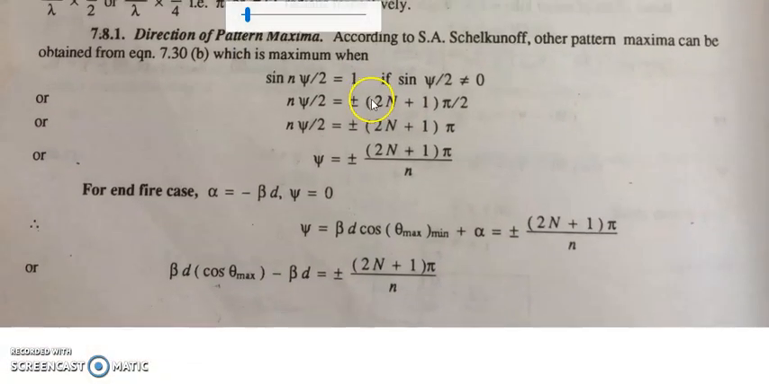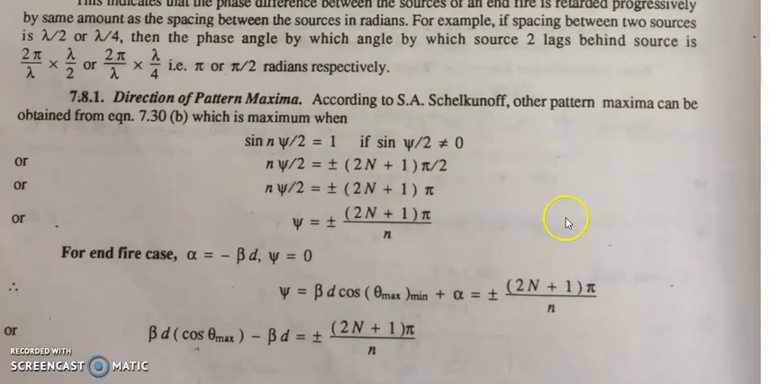How can we find? Last class we have seen E is equal to E0 sin n psi by 2 divided by sin psi by 2. Same way, the numerator should be maximum. That is, sin n psi by 2 is equal to 1, and you solve it. n psi by 2 is equal to plus or minus 2n plus 1 into pi by 2. Psi is equal to plus or minus 2n plus 1 into pi divided by n.